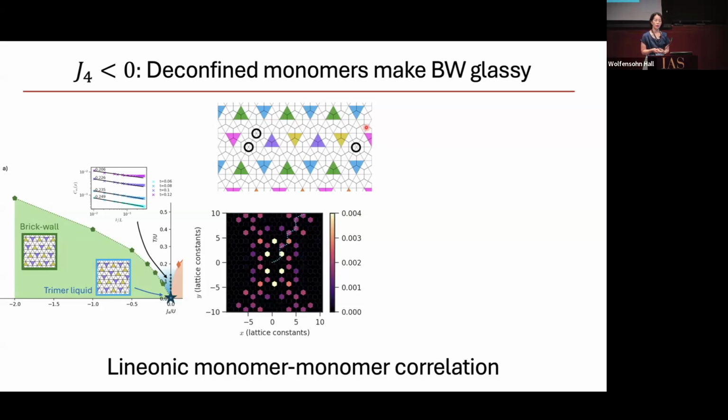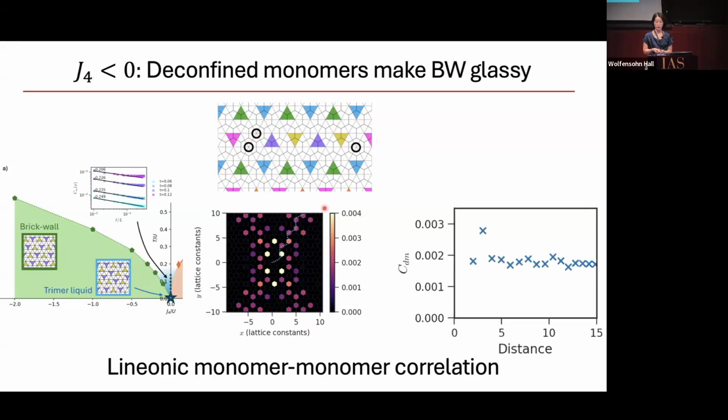And we wanted to look at the correlation function to confirm that it is indeed deconfined. So this is the dimer-monomer correlation function. And along this line, if I plot it as a function of separation, you see that it saturates to a finite number, confirming that they behave as deconfined lineons. So that's on this side.